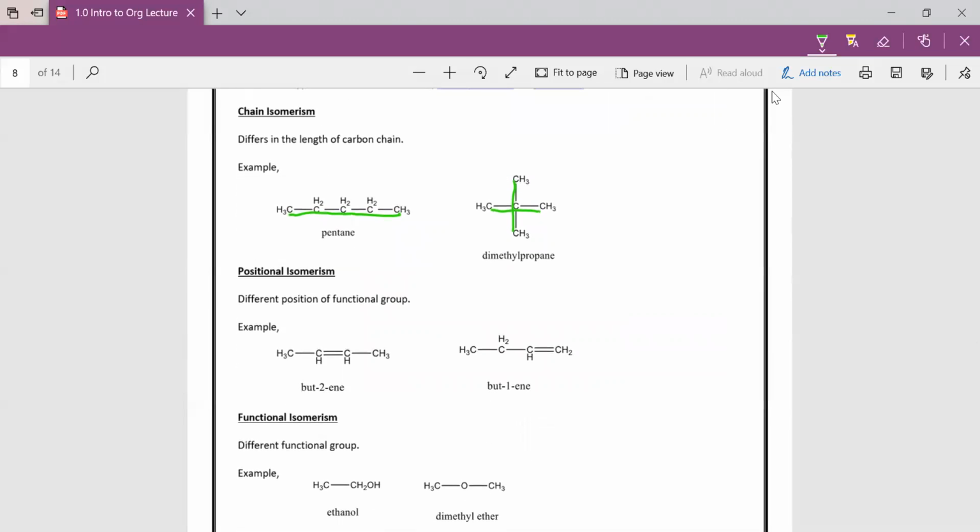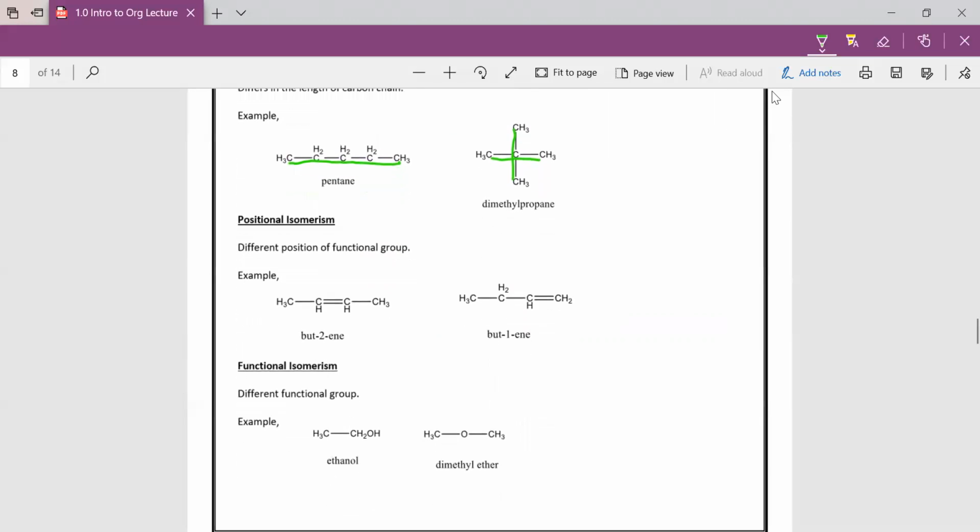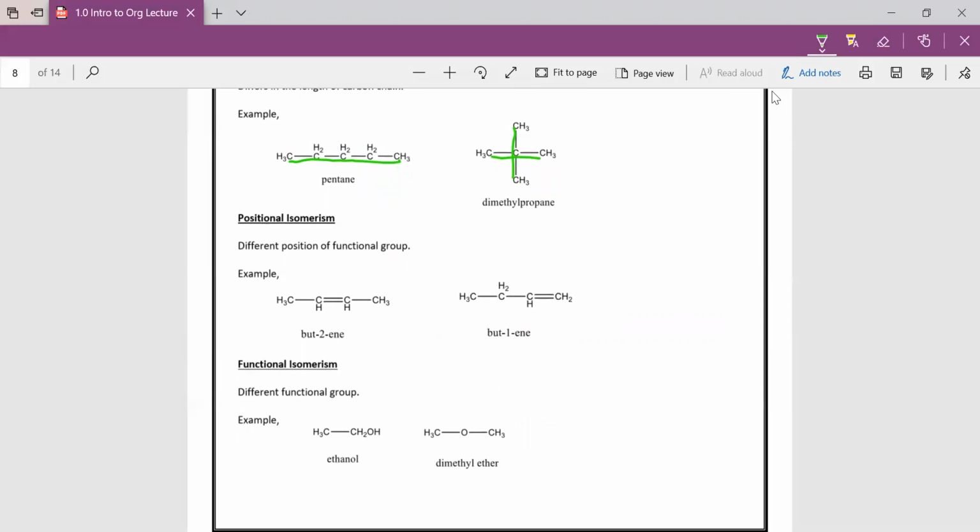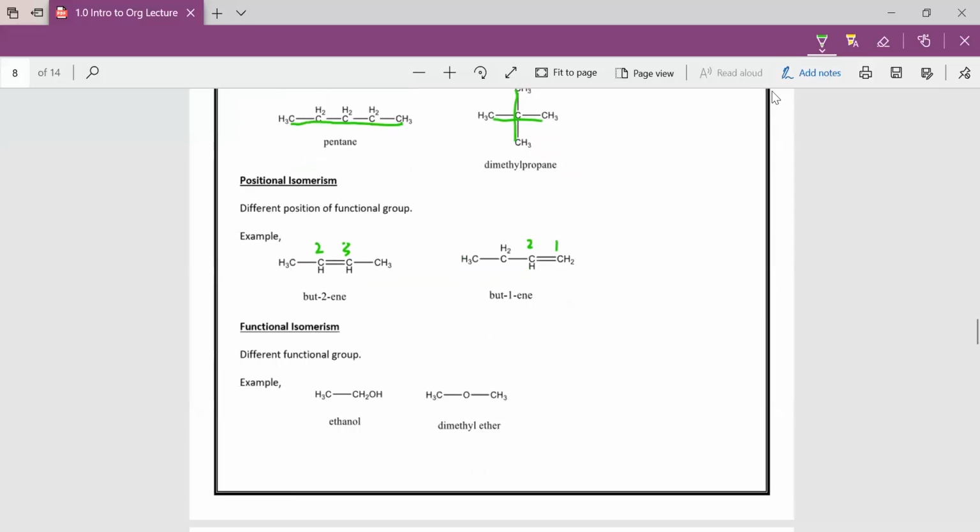The next isomer is a positional isomer. So you have a double bond in the butane between the second and the third carbon, and its positional isomer would have the double bond between the first and the second carbon.